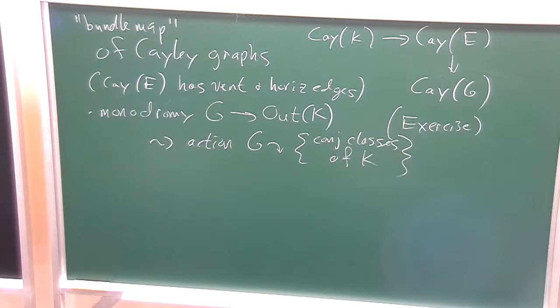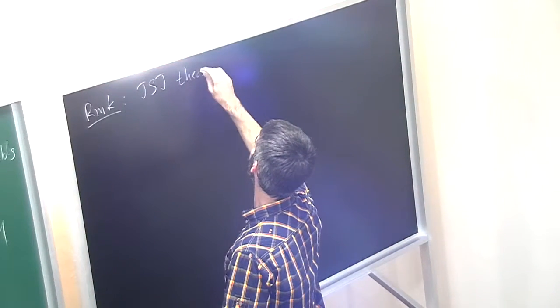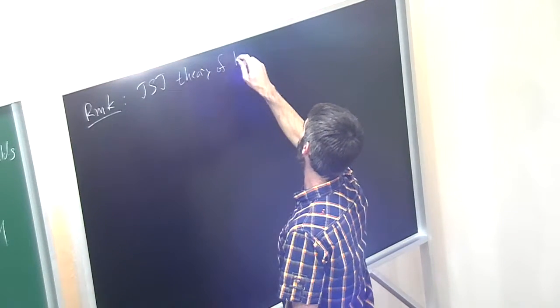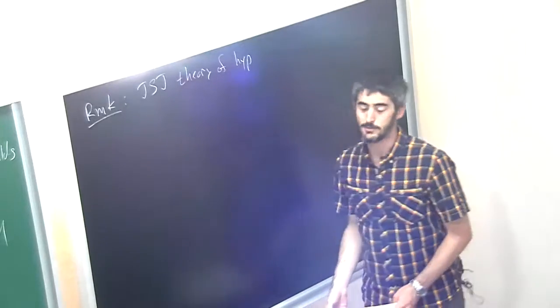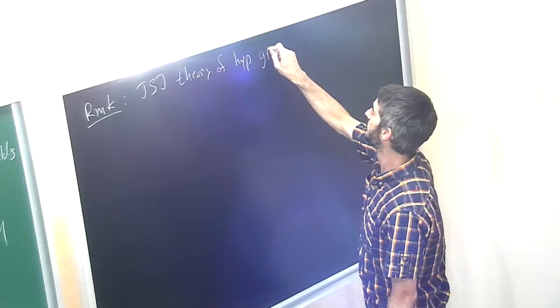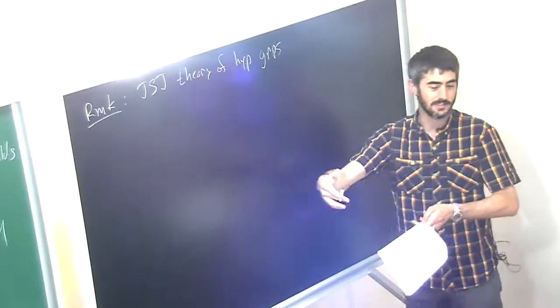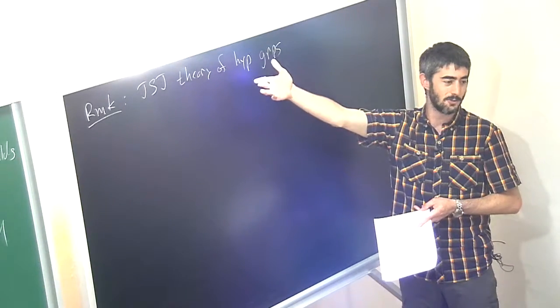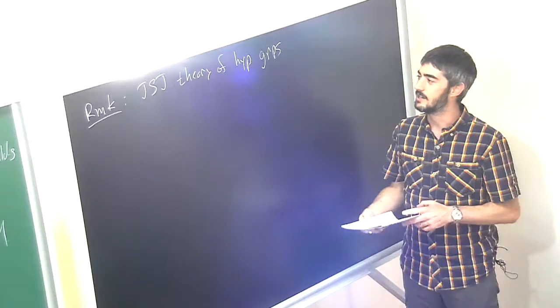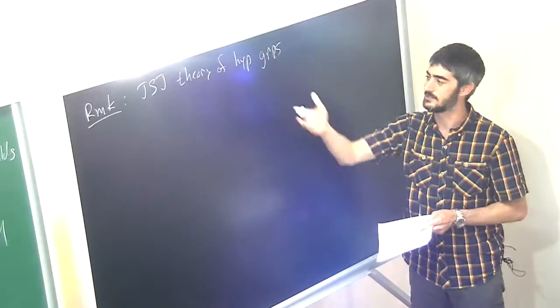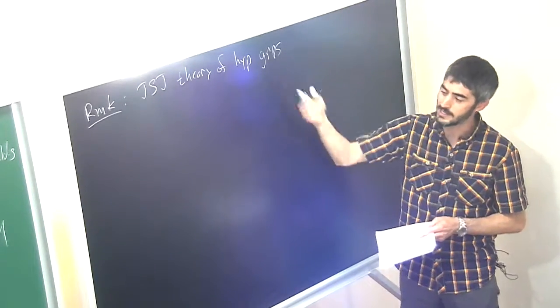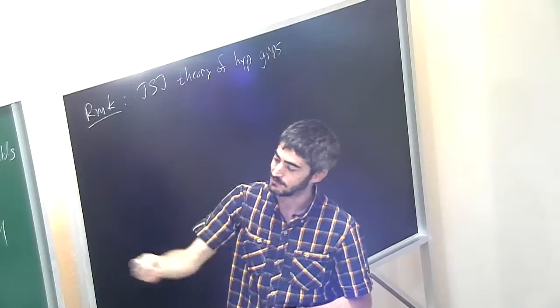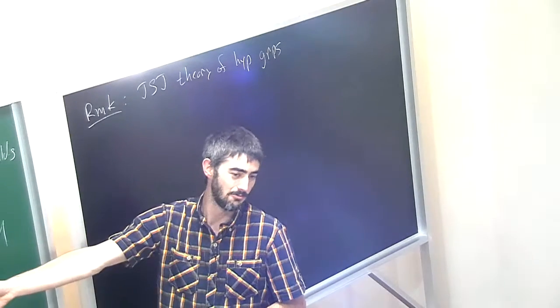So there's a theory called JSJ theory of hyperbolic groups, which lets you decompose hyperbolic groups in a certain way. And then from that decomposition, you can study what their outer automorphism group is. And basically, the output of that is if you want to have a hyperbolic group K where Out(K) is complicated enough for this to happen, there are not that many choices.